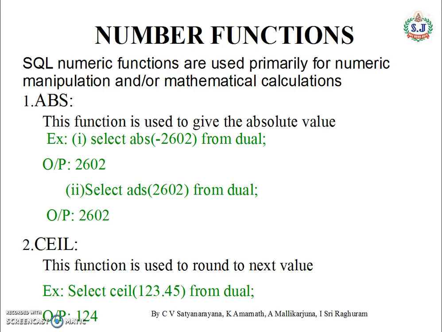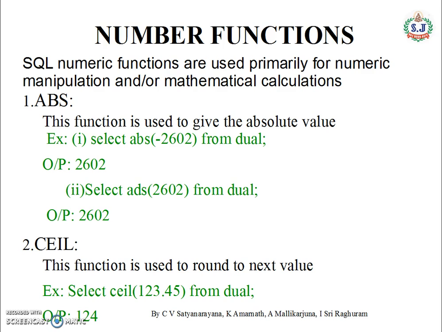The second function is ceil function. This function is used to round to the next value. Let us take an example here. So we have used an example of a number 123.45. When this number is applied to ceil function, it rounds to the next value, which is 124 as shown here. The output is 124. When 123.45 is applied to ceil function, the output which we get is 124, since it has been rounded to the next value.